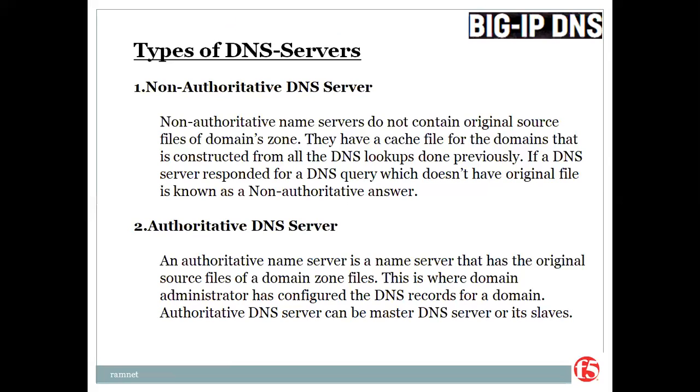Next, what are the types of DNS servers? We are talking about DNS servers. A non-authoritative DNS server: non-authoritative name servers do not contain original source files of the domain zone. They have a cache file for the domains that is constructed from all the DNS lookups done previously. If a DNS server responds to a DNS query and doesn't have the original file, it is known as a non-authoritative answer.